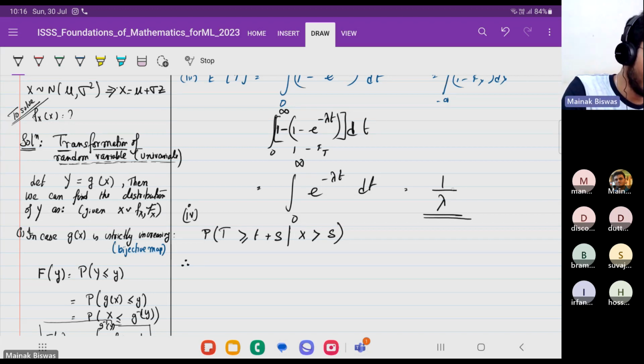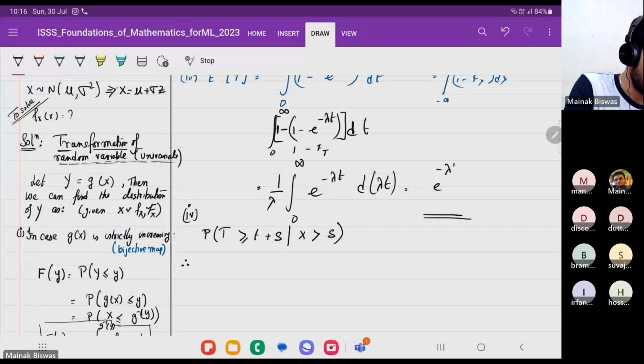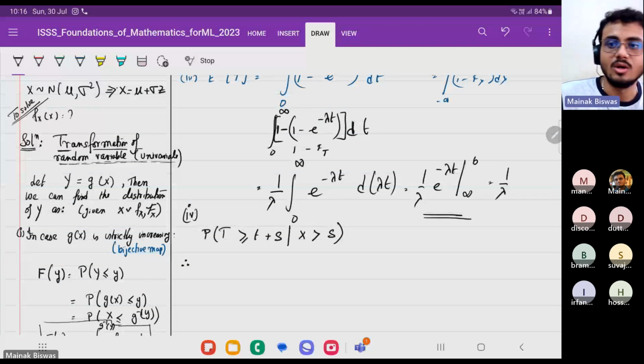Yeah. So if you integrate this, what will it be? So the integral of t can be written as lambda t times 1 by lambda, right? So I'll get 1 by lambda.